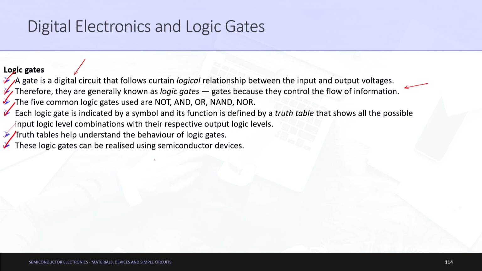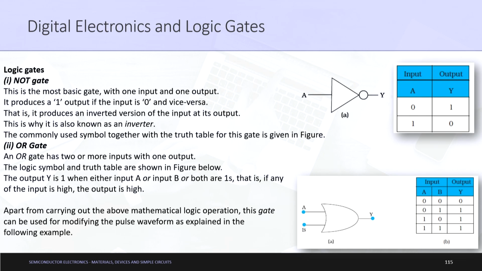These logic gates can be realized using semiconductor devices. Okay. So, that is how these logic gates are formed, basically using semiconductor devices. Fine. So, let us start with the first, that is the NOT gate. As the name only suggests, NOT. So, what does NOT mean? NOT basically means that if your input is 0, it will reverse it. If your input is 1, it will reverse it.